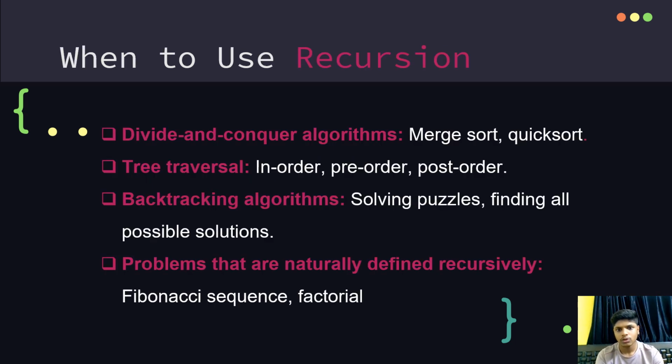So, when should you use recursion? Divide and conquer algorithms like merge sort and quick sort. Next, tree traversal. In this, in-order, pre-order, post-order traversals. Next, backtracking algorithms, solving puzzles, finding all solutions to a problem. Next, problems naturally defined recursively, like the Fibonacci sequence and the factorials.